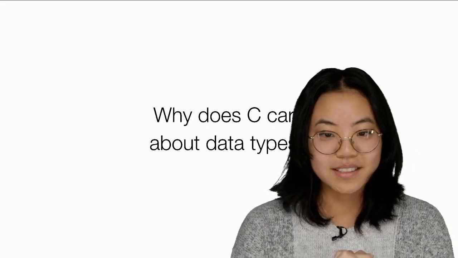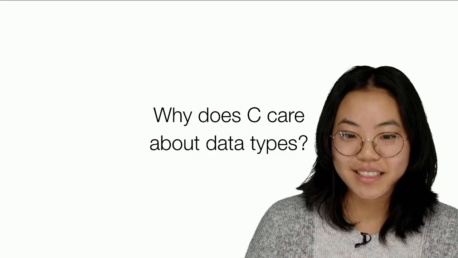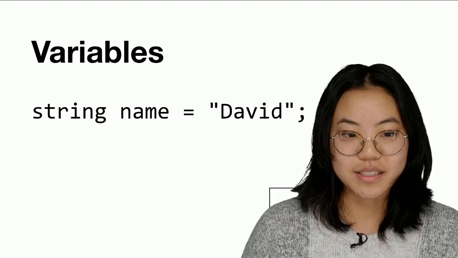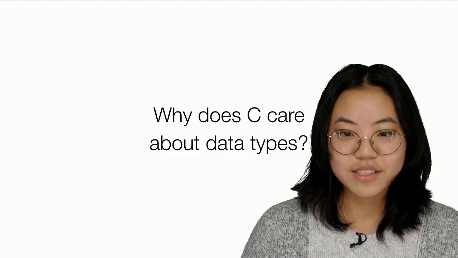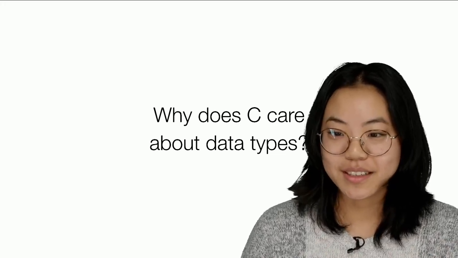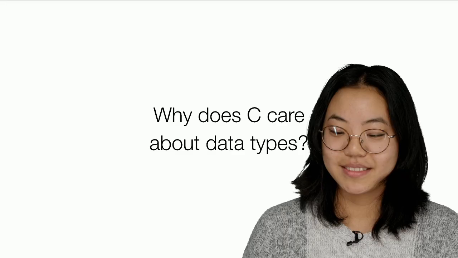So I first want to ask, you can take a second and think about this for yourself. Why does C care about data types? A data type, in this case, was a string. So we can think for a second, like, why do we need to even mention that it's a string? Why is that important? I'll give you a second to think about that.